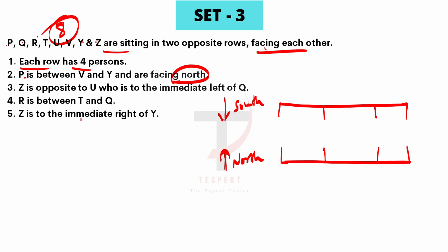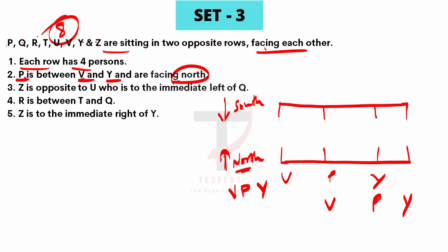So what does the second statement tell us about? P is between V and Y and are facing north. Okay, so if they are facing north, we have to arrange P, V and Y here, right? So P is between V and Y. So we cannot directly place here V, P and Y, and we cannot also place like this V, P and Y. So in this case we have to take more and more cases. That is waste of time.